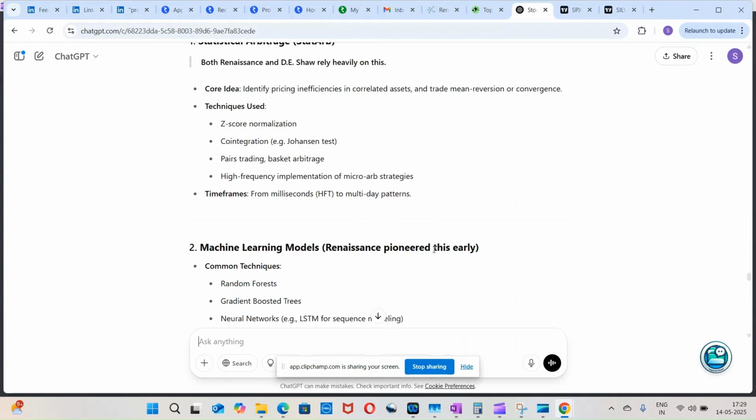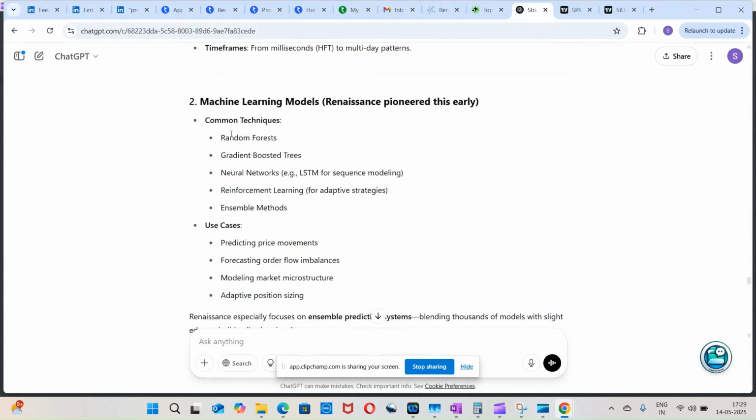Renaissance Technologies found mean reversion strategies were failing or not generating as much returns as they used to. Then they pioneered machine learning models. The deployment of machine learning models in the financial markets was first done by Renaissance Technologies.